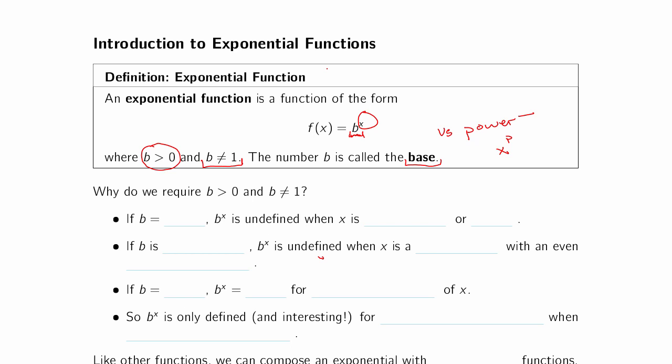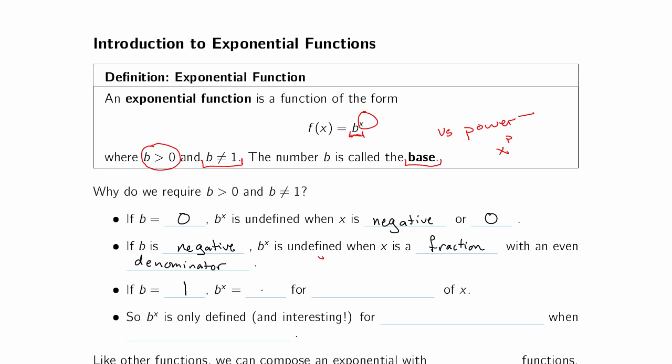So why do we restrict our base to positive numbers that are not 1? Well, we don't want it to be 0, because then if we take a negative power of 0, we get a fraction with 0 in the denominator, and 0 to the 0 is also undefined. If b is a negative number, then b to the x is undefined when x is a fraction with an even denominator, because then we're taking an even root. And when we're talking about functions, we only want to think about functions whose domain and range lie in the real numbers at this point in our careers.